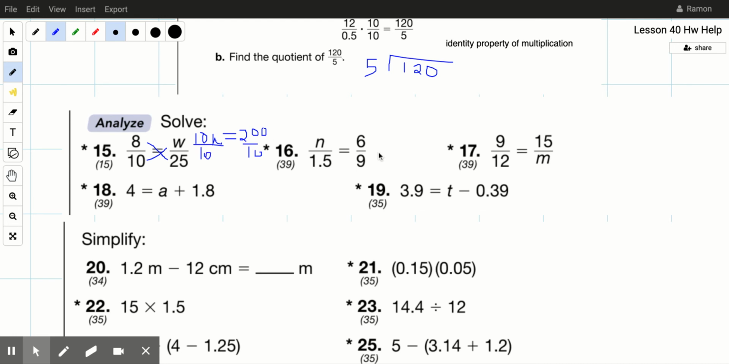And we're halfway through. So another proportion problem, we cross multiply. 9n equals 1.5 times 6, which is 9. Then we divide and solve.